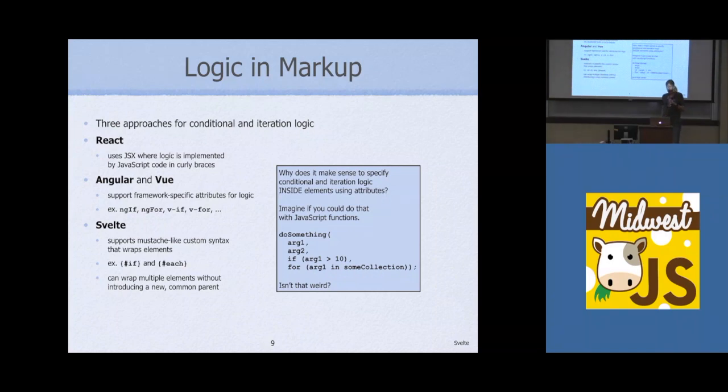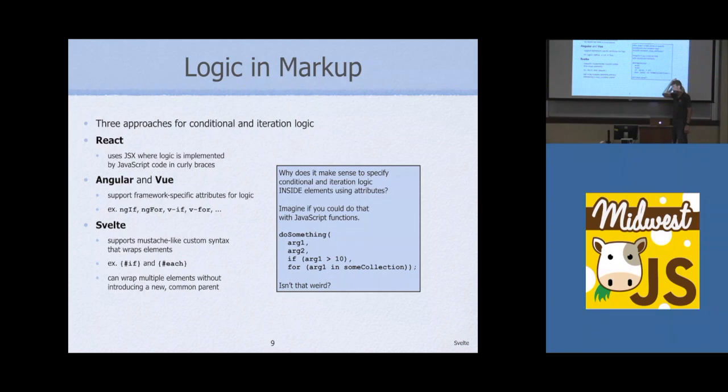So let's talk a bit more about that markup, specifically the #each that you saw. All the frameworks have a different way of handling this sort of thing. In React, you use JSX and put just JavaScript code in there, like mapping over elements in an array. In Angular and Vue, you have special attributes that you use, or directives. So we've got ngIf and ngFor in Angular. We've got v-if and v-for in Vue.